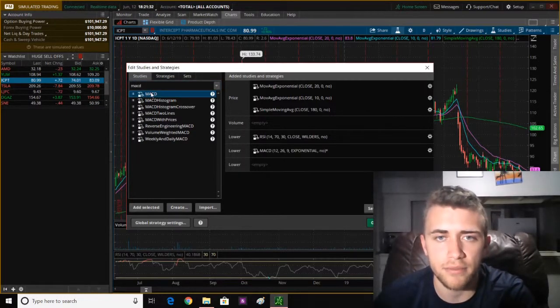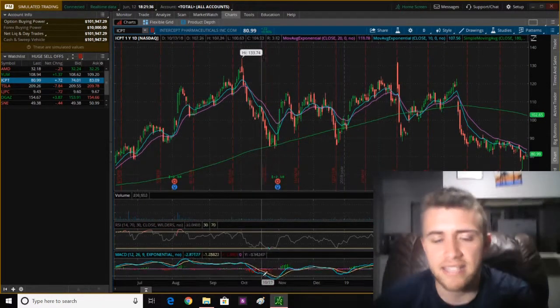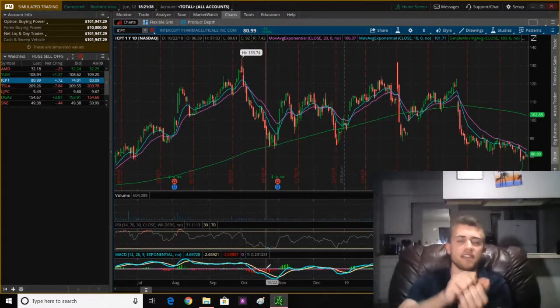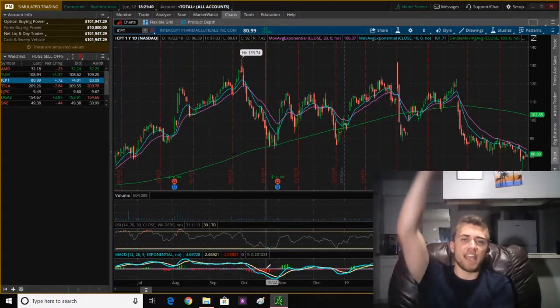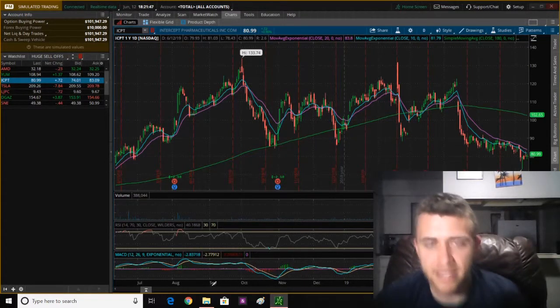Oh, that didn't go. There we go. MACD is going to apply this down here. And this is kind of like a rubber band. So if you think about a stock, it's going to go up, and it's only going to be so far before the rubber band just snaps, and then that's when it comes back down, right? So that's what this is. It's basically a rubber band.